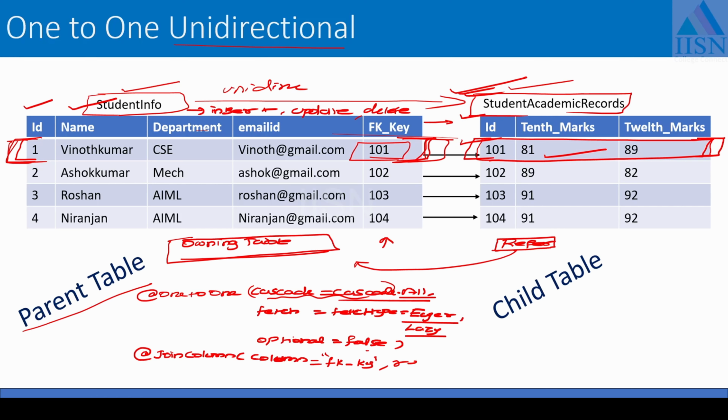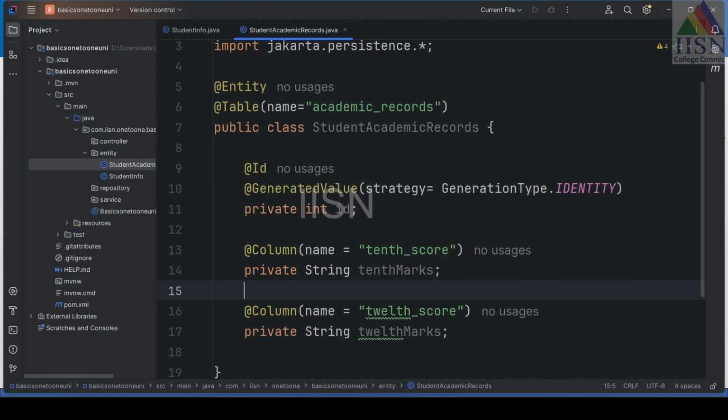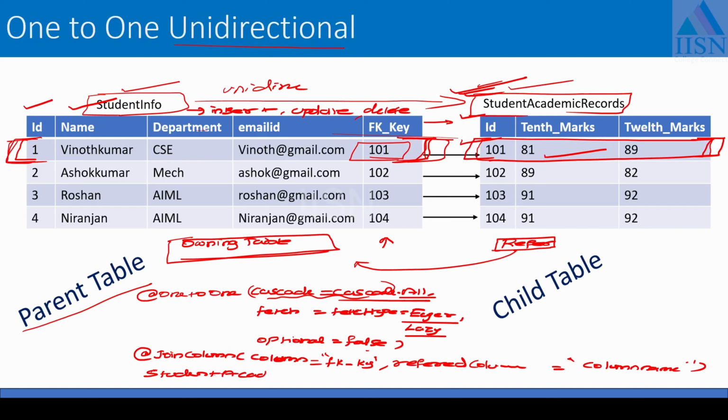For that we are going to use another property called referencedColumnName. In this referenced column we are going to mention the column name which is present on the child table. After that we are going to mention the entity name, that is the child class entity name. For example, what is the entity name we created? StudentAcademicRecord, right? So we are going to create StudentAcademicRecord on the parent table, and then we are going to give the reference for this, that is the instance, student academic.